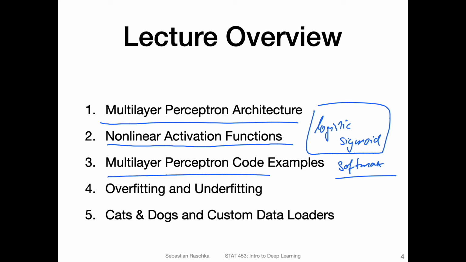Then I will show you some code examples implementing a multi-layer perceptron in PyTorch. And then we will talk a little bit about overfitting and underfitting. These are really important topics. Underfitting and overfitting, that's related to how well our model fits the data. Fitting the data not well enough is of course bad, but also fitting the data too well can also be bad. And then finally I will show you how we can apply this to a cats versus dogs data set.